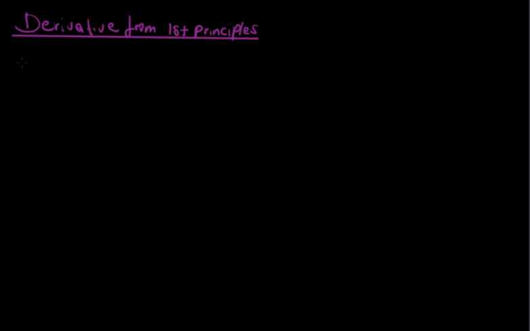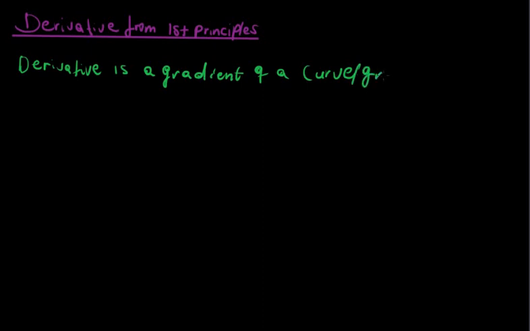So what you need to know is what a derivative is first. A derivative is a gradient of a curve. It is a gradient of a curve or gradient of a graph. Okay, so when they say find a derivative, the answer you get for the derivative is actually the gradient.